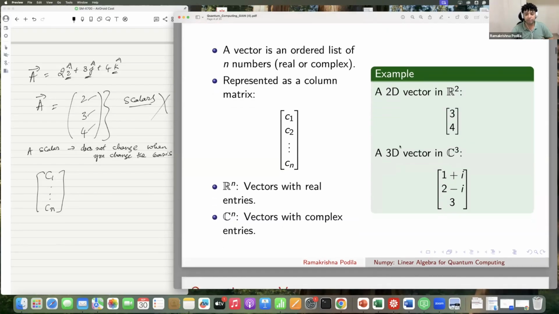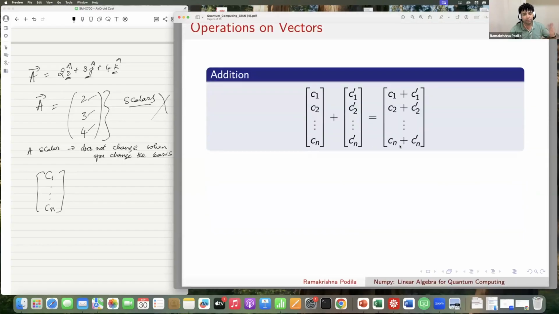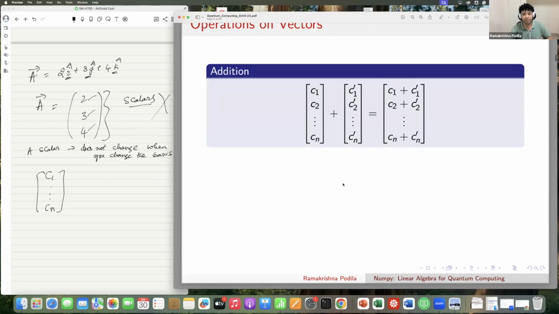So keep that in mind. And then, for simple additions, the components add. Because these are related to the basis vectors, only the components of that particular basis vector add. So C1 and C1 prime belong to the same basis vector, so they add up.